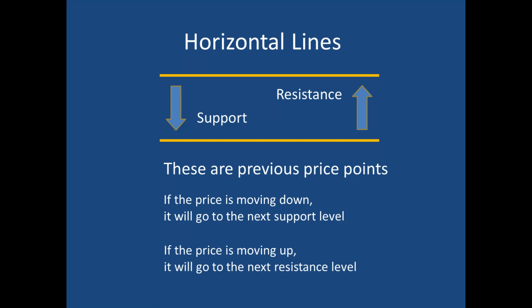So horizontal lines are based on previous price points. If a currency is moving down, it will move down to the next support level. If a price is moving up, it will move to the next resistance level. Now you ask, why is that important? Well, let's say there's something that you want to sell, gold for example, and it's moving down. Where is it going? It's going to the next support level. And if you want to buy gold because you see it moving up, and you ask yourself, where is it going? It's going to the next resistance level.